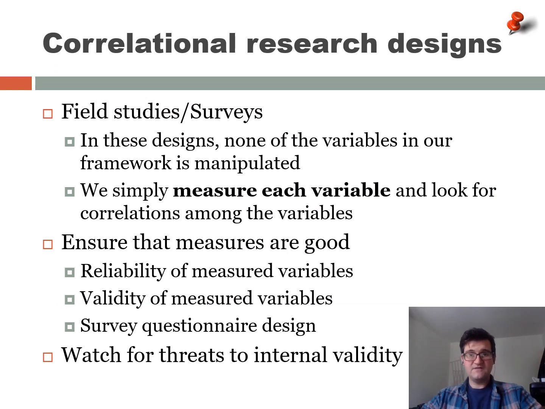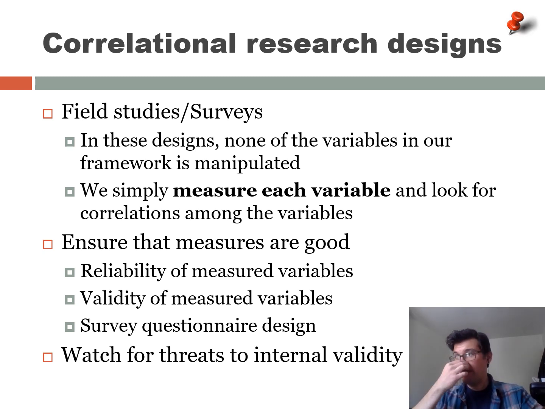Let's just close that out so you can see everything. So with our basic correlational research designs, we're going to use field studies. We might be observing or in some other way measuring things that actually happen in the environment, or we might be using surveys, or of course some combination thereof. In these designs, none of our variables in our framework is manipulated, particularly with surveys.